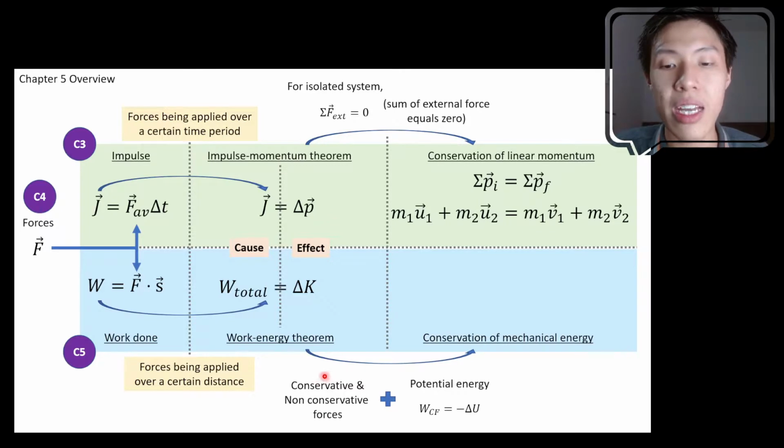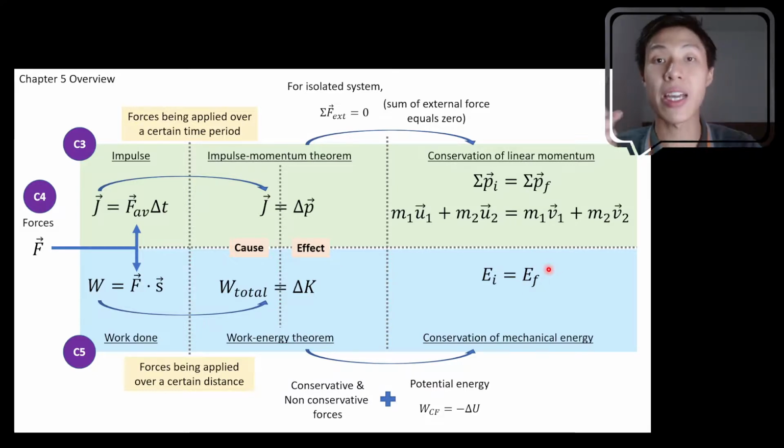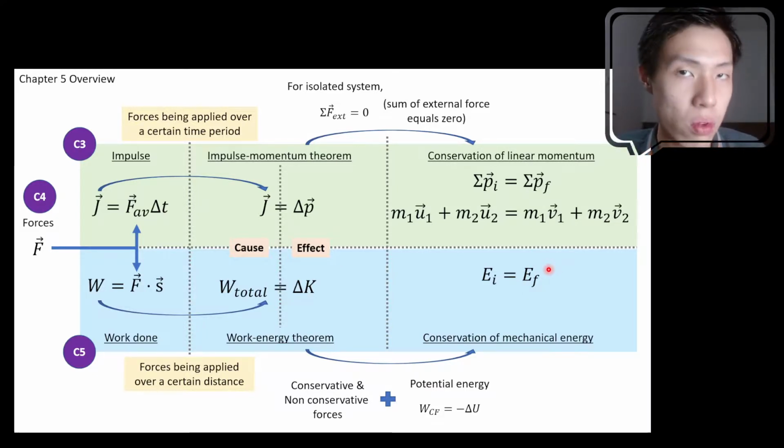We learn about the idea of conservative and non-conservative force, and you see that if for a system, for an object, the non-conservative force does zero work on the object, then using the idea of the work energy theorem and potential energy, we will be able to derive the equation to show that mechanical energy is conserved. So the initial mechanical energy will be equal to the final mechanical energy. The mechanical energy remains constant throughout the motion.